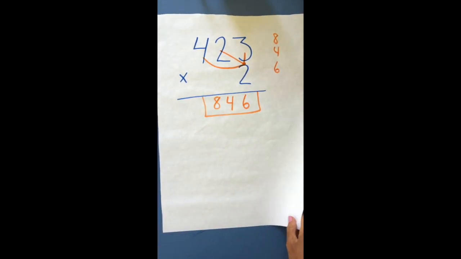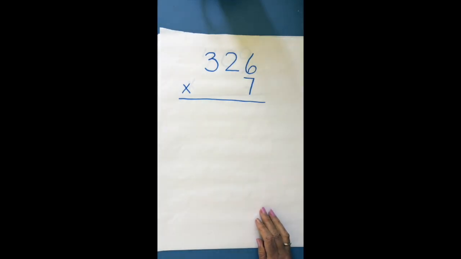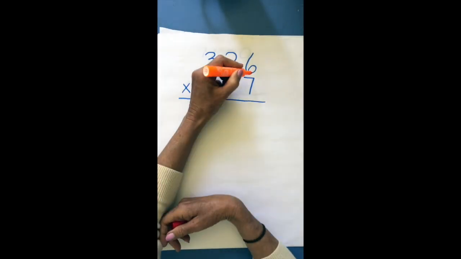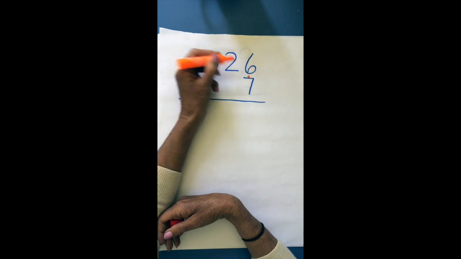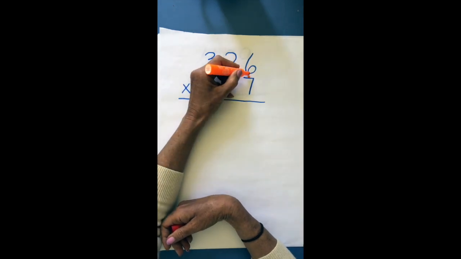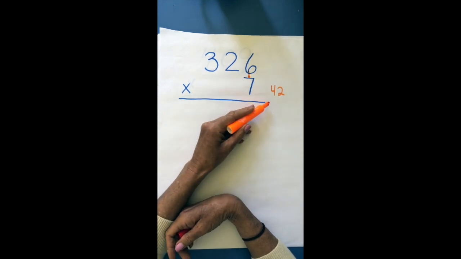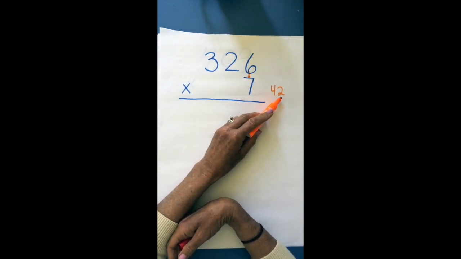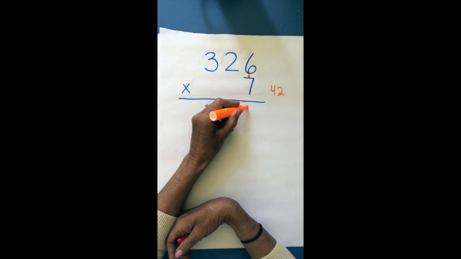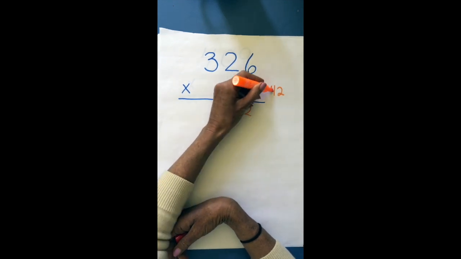Next problem. Let's make it a little harder. Again, we do the same thing. We put a dot, and then we go to the number in the ones place. 7 times 6 is 42. Now, just like with addition and subtraction, the ones place goes down and the tens place always goes up.